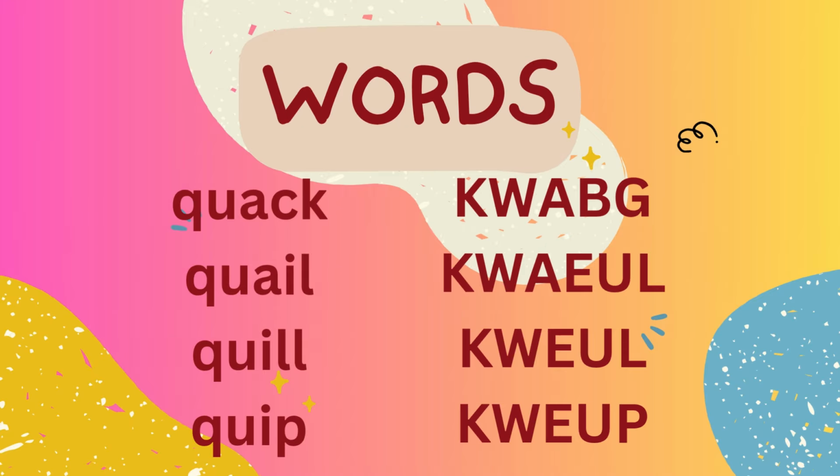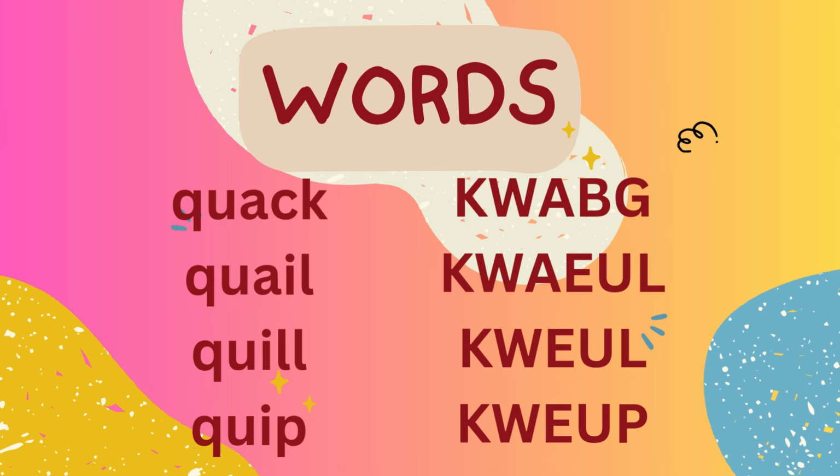Now let's proceed to sample words applying the initial Q that we have just learned. We have words such as quack, quail, quill, and quip. For the word quack, the outline is initial KW or initial Q, vowel A, and final K or final BG. For the word quail, that's initial KW or initial Q, then we have long A, vowels AEU, and then final L, quail.